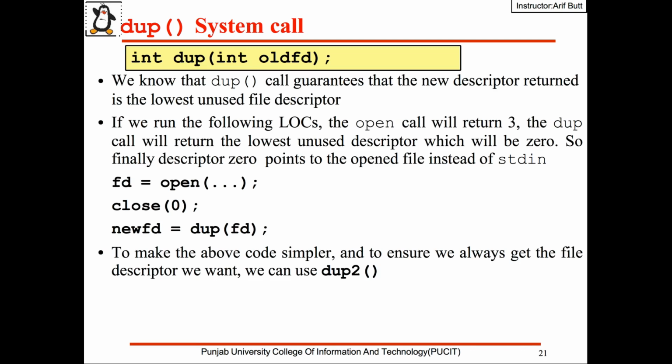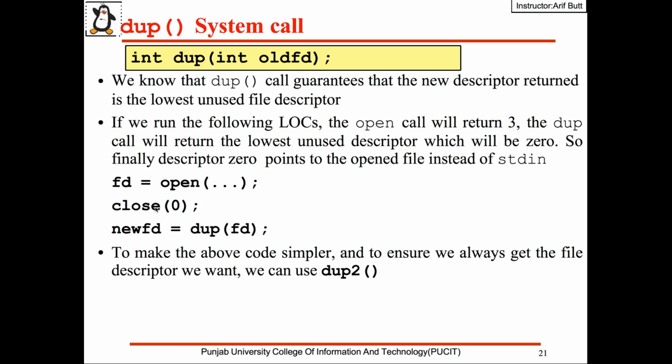So we already have seen the dup call. Over here, I just want to rephrase the same statement that I've said before, that the dup call guarantees that the new descriptor returned will be the lowest unused file descriptor. So if you run this line of code which is shown in front of you, the open call over here will return 3.